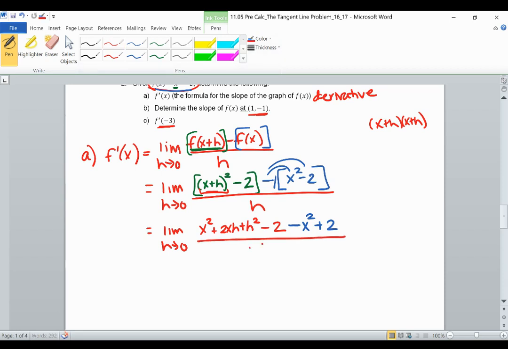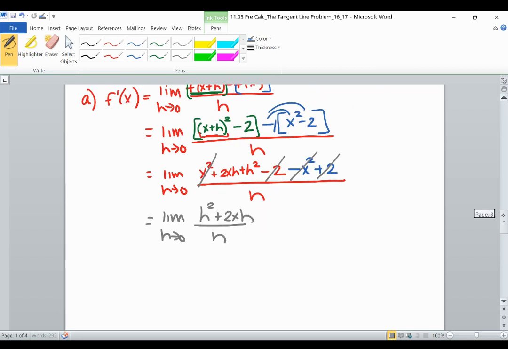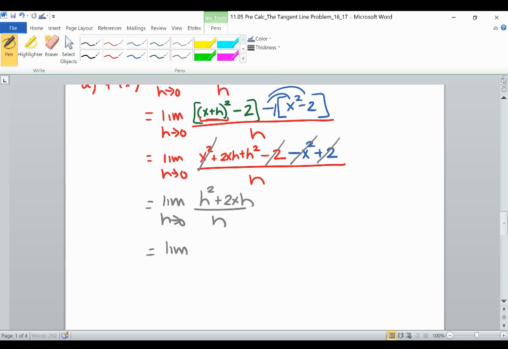all over h. Now it's time to combine our like terms. x squared cancels with the negative x squared. Negative 2 cancels with a positive 2. So now I have the limit as h approaches 0 of h squared plus 2xh over h. So you can divide the h out from each of these, or you can think about it as factoring out your h first in the numerator, and then your h's will cancel, and we're left with h plus 2x.